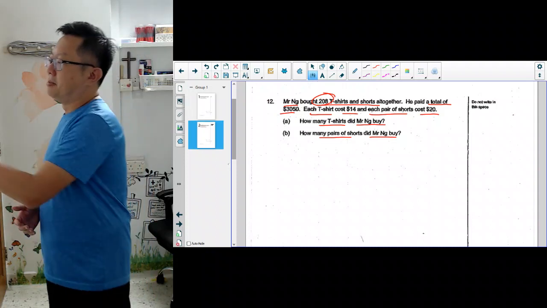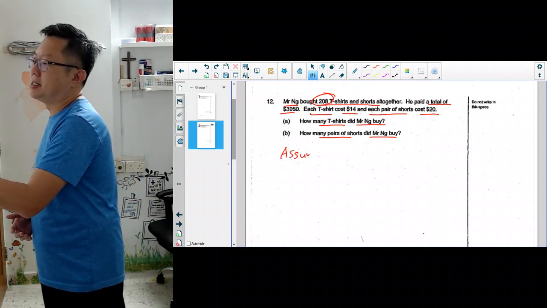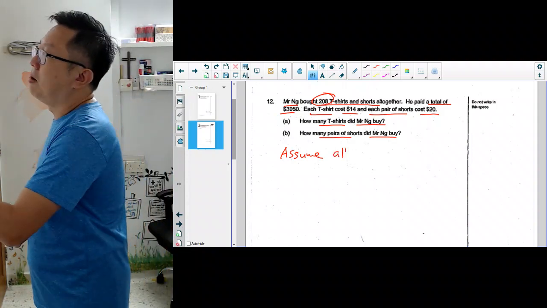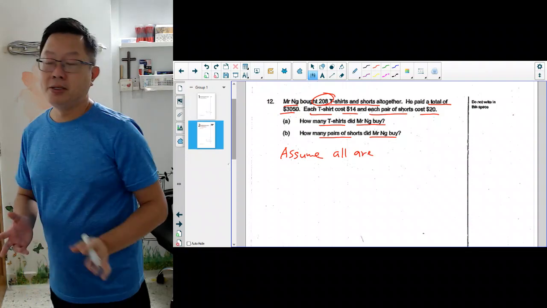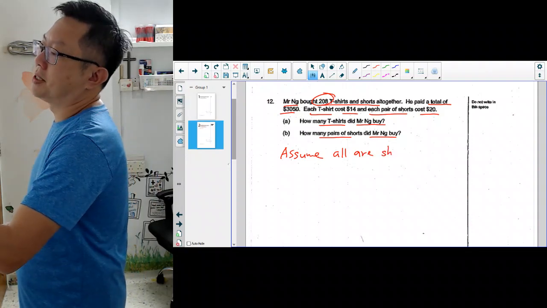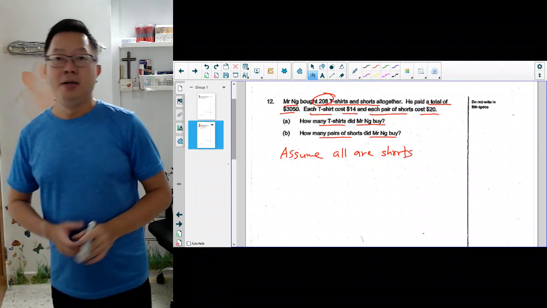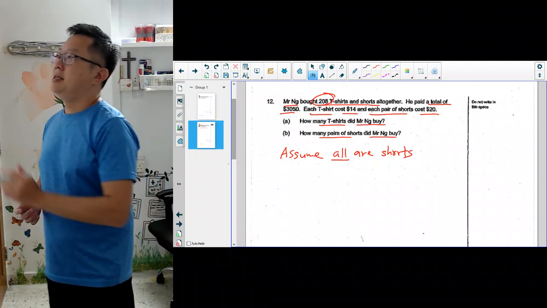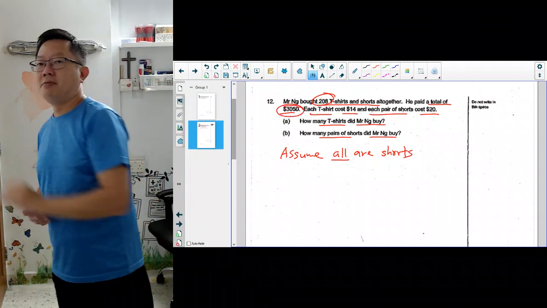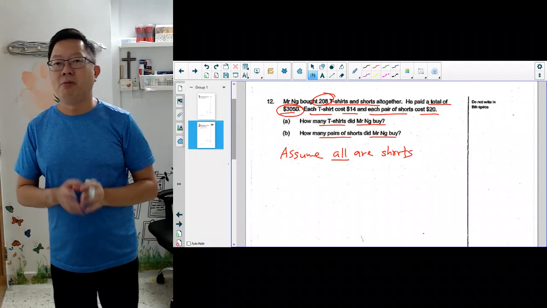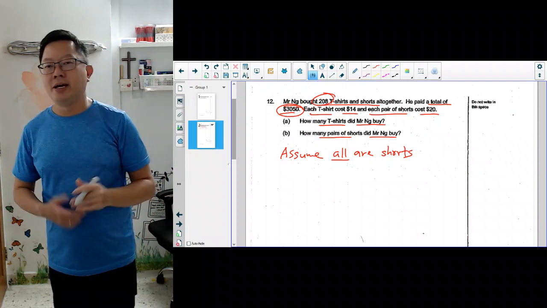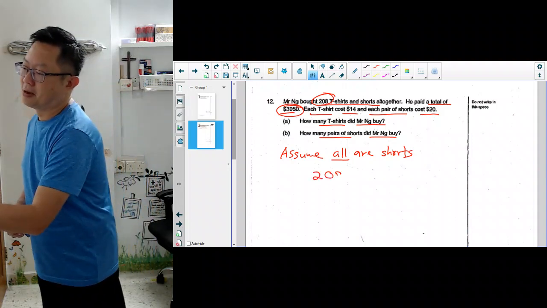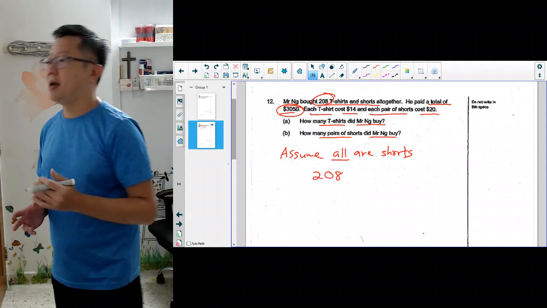So how to do the assumption method? You need to assume. If you look at part A, how many t-shirts did Mr. Ng buy? So you assume the opposite of what the question asks you. So assume all the clothings are shorts. Okay. What is all? All is referring to the total. Which total is that? Is it the 208 or is it the $3,050? You need to know correctly what is the total that you are looking at. You are looking at the total number of clothes, which is the 208 clothings. So you assume all these clothings are shorts.